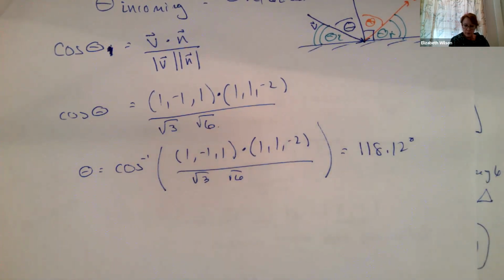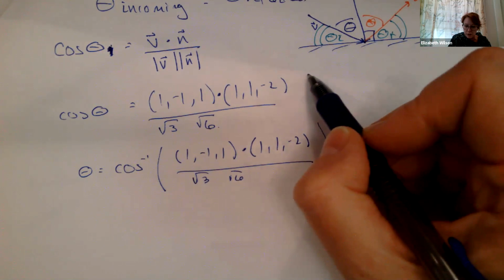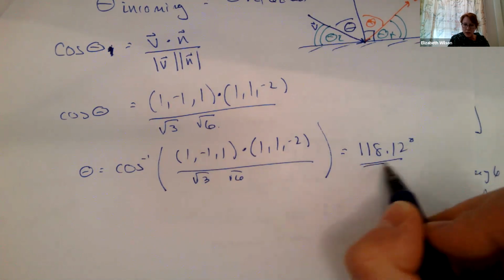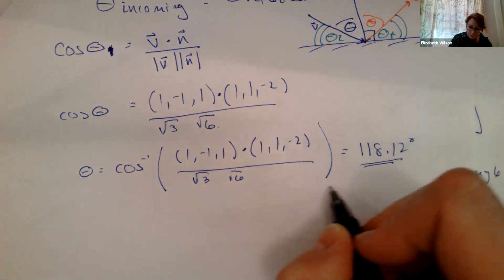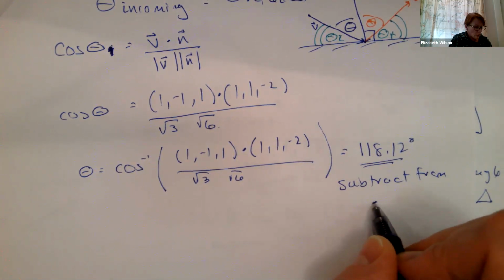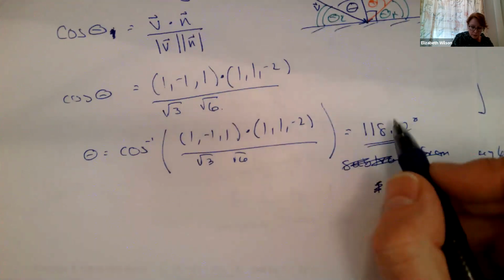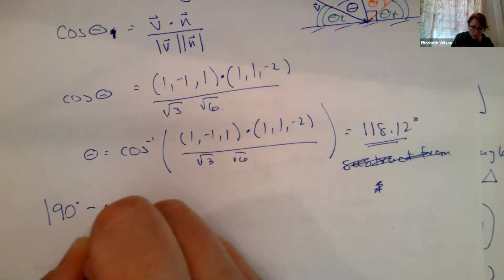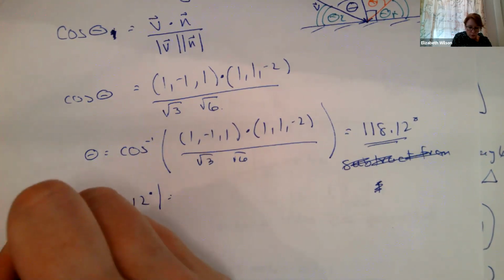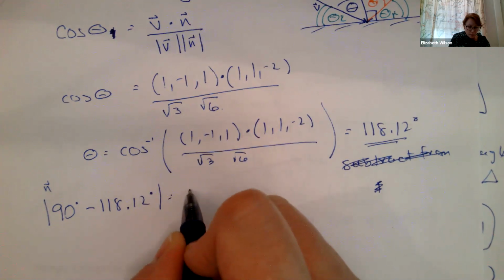118.12. It's okay that this is greater than 90. What that means is that I'm coming in from here. It's just the way that it's being represented. So what I'm going to do is subtract this from 180. Actually, wait, I'm wrong. Let me do this. Let's take the magnitude of this difference, 90 degrees minus 118.12. This is 90, this is my normal, and this is my incoming. I take the magnitude because I want the angle to be positive. Then I get 28.12.